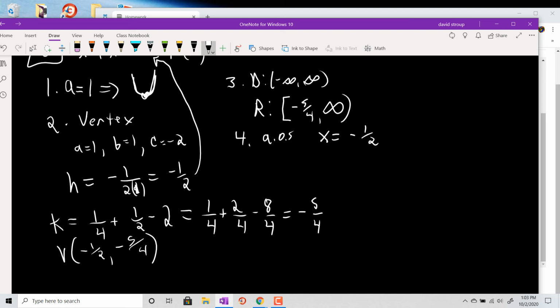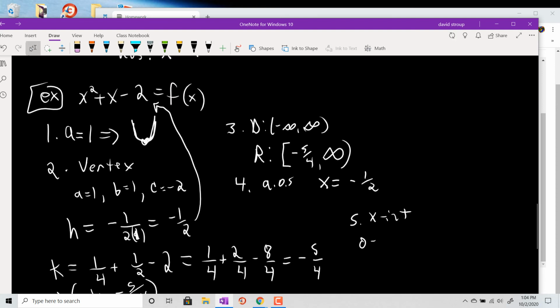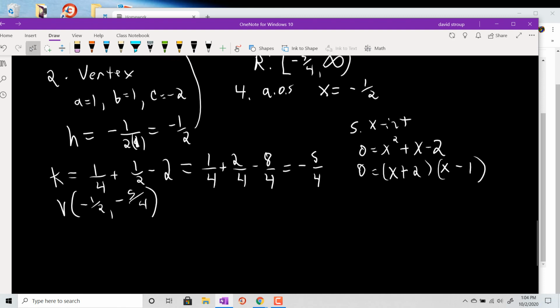And then finally, you need the x and y-intercepts. For the x-intercept, you let y equal 0. So I'll have 0 equals x squared plus x minus 2. In other words, let's see if we can actually factor it. Sometimes you have to use the quadratic formula. That's a very sad day in math land. But here, let's see what we get. Okay, so I think I'll have plus 2, minus 1, and that will give it to us. So at the end, x is negative 2, and then x is 1.